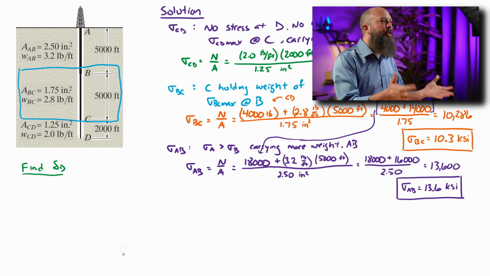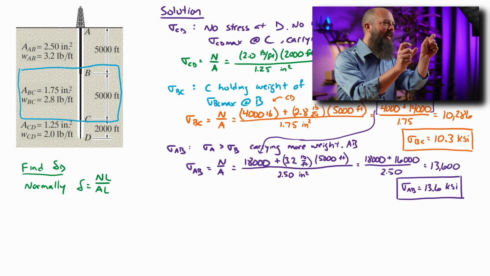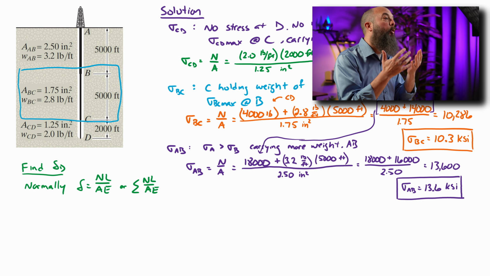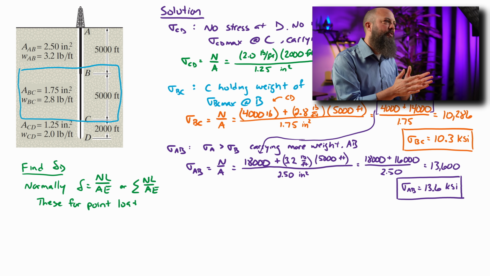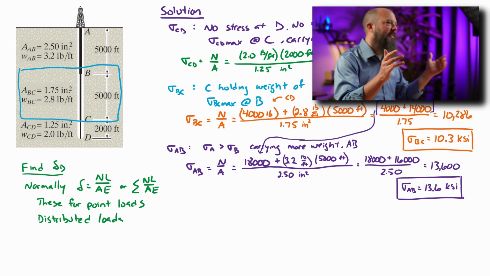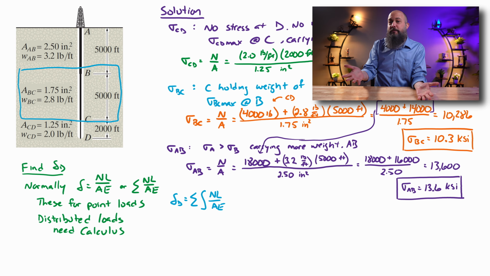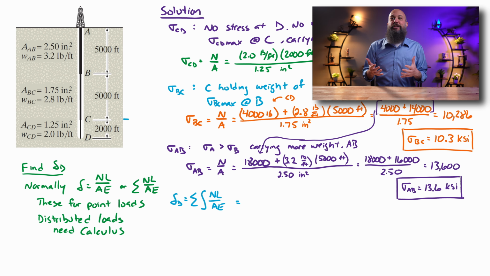Normally, axial deformation is going to be calculated as NL over AE. This is when you have point loads or loads connected to walls. So this is just a summation when you have stretching in tension or compression. This problem is an exception. It's going to be an integral of NL over AE because the distributed load amount N is changing over length.